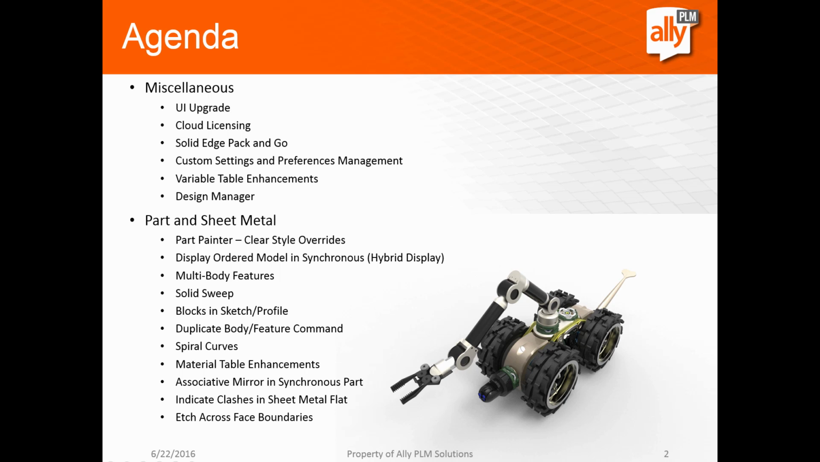For today's agenda, we'll be taking a look at the user interface and some application enhancements, as well as part and sheet metal enhancements. Some of the application enhancements include the new Pack and Go feature, custom settings and preferences management, some cloud licensing options, as well as the new design manager. Inside of the part and sheet metal environments, we'll take a look at the new solid sweep command, a new hybrid display option, spiral curves, and then a few other enhancements. So let's go ahead and get started.